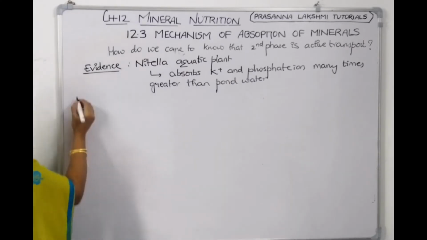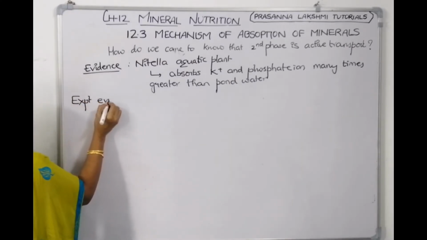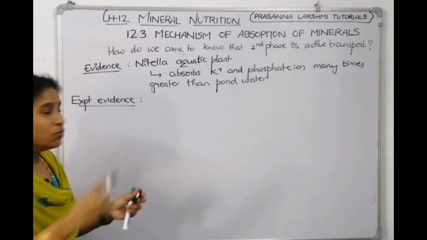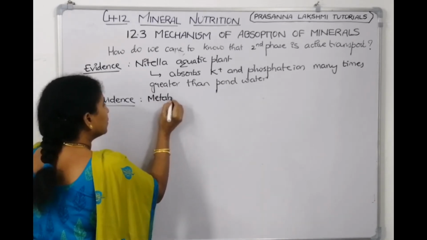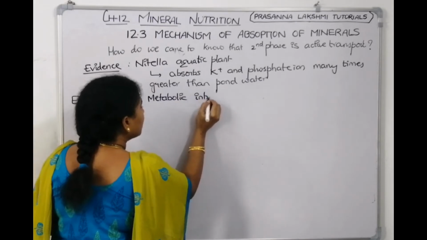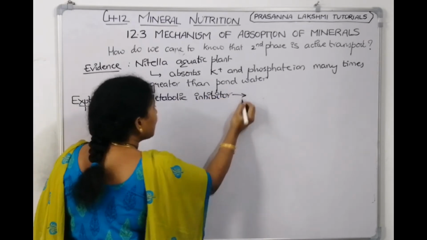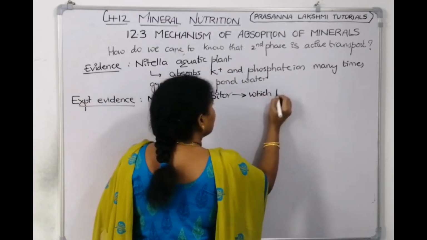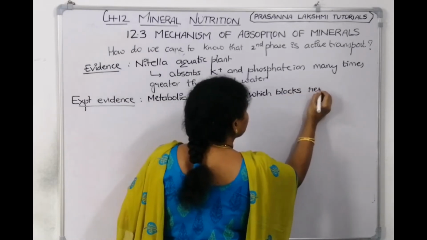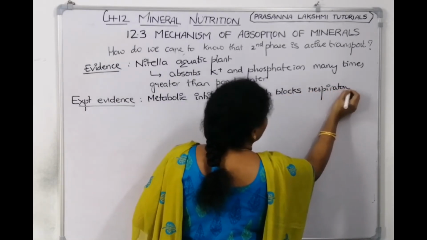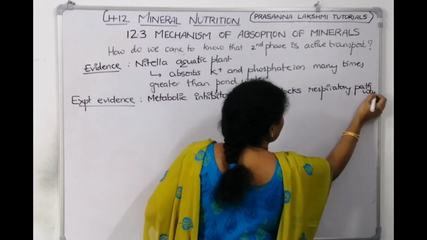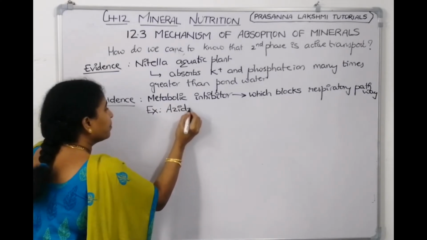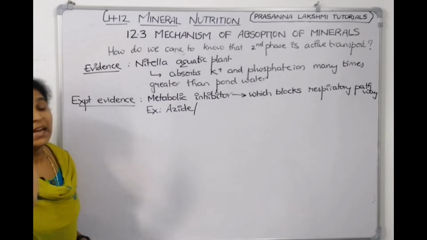So this is another experimental evidence. From where did we get this other experimental evidence? By using metabolic inhibitors. What is a metabolic inhibitor? It blocks the respiratory pathway. It stops the respiratory pathway. Now, what is an example of such a metabolic inhibitor? Azide is one example. Cyanide is another example.